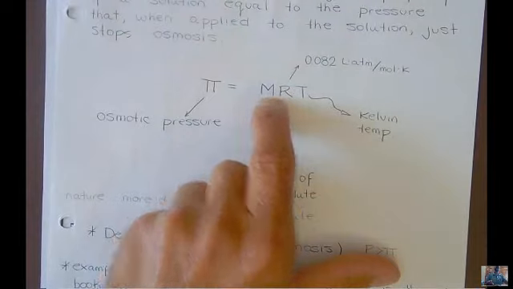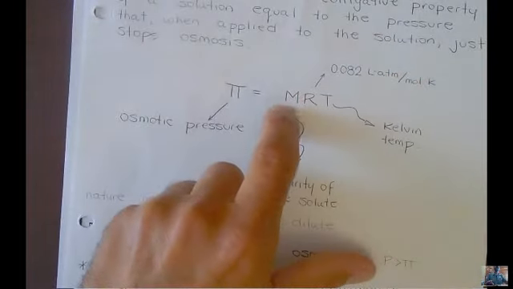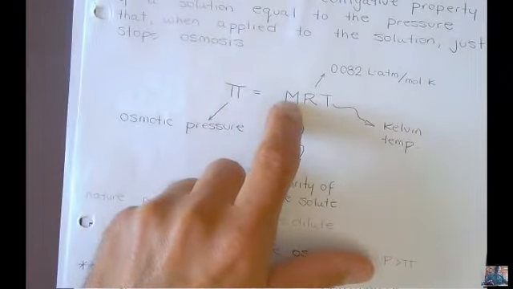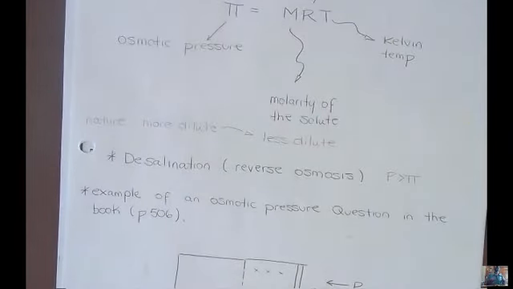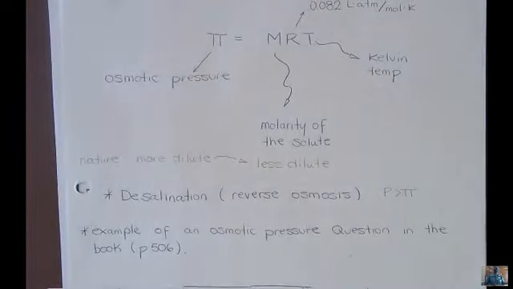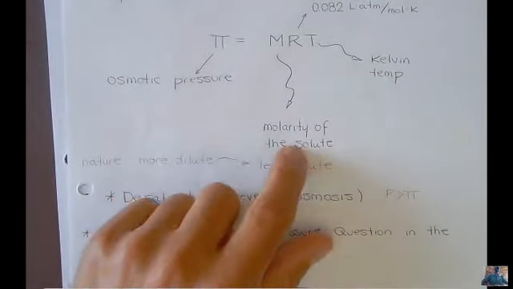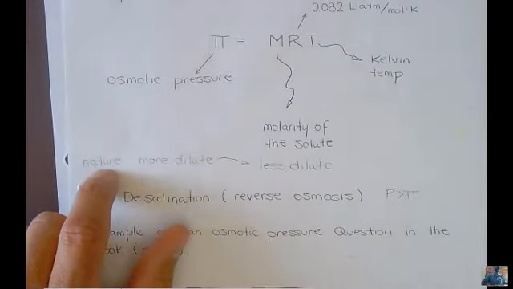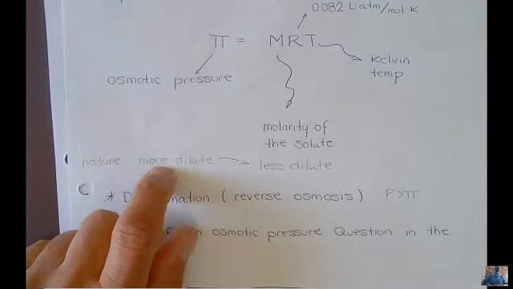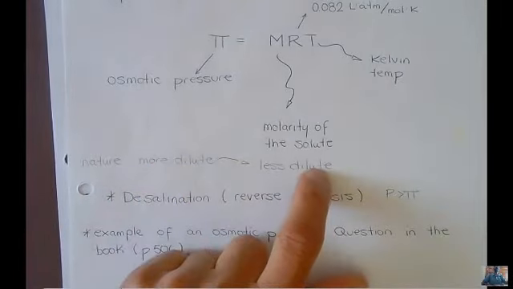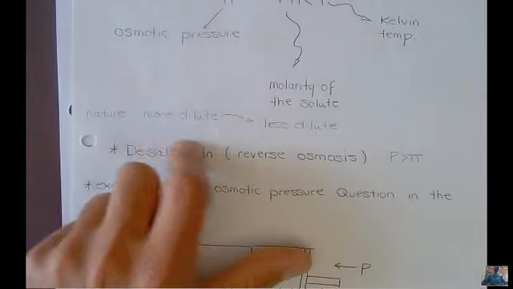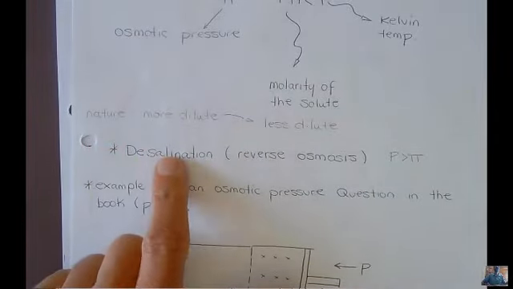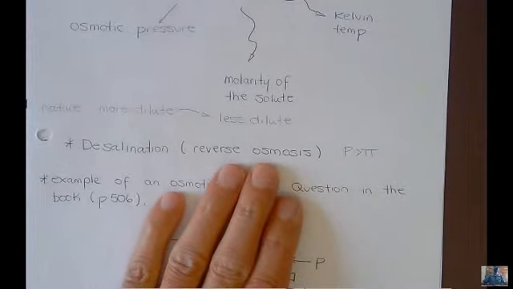This guy, moles and liters will cancel out with molarity, and Kelvin will cancel out. So expect this osmotic pressure to come out in atmospheres. Okay, this is the molality of the solution. What does nature do? Nature is more interested in going from the more dilute to less dilute. Okay, more dilute means more pure. Okay, desalinization is reverse osmosis.